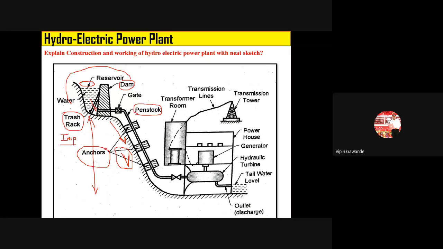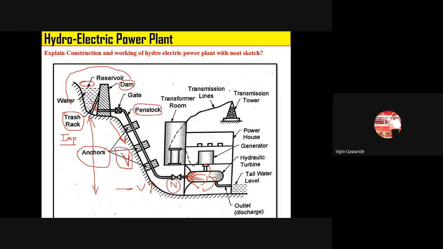Now, when that water comes through this penstock, it comes at very high velocity, and here we have the nozzle. The nozzle again increases the velocity of this water, and then that water strikes the blades of the hydraulic turbine. Here we have the hydraulic turbine, and it has the blades. So this water strikes the blades of the hydraulic turbine and rotates them.